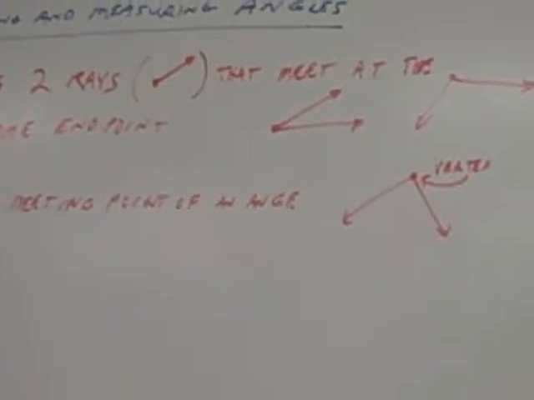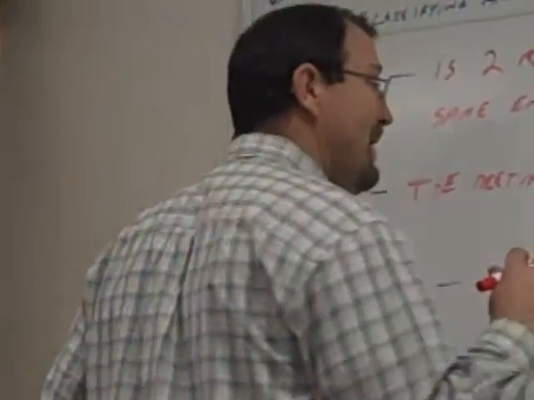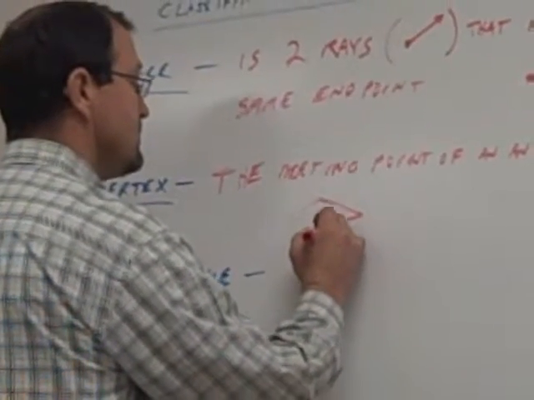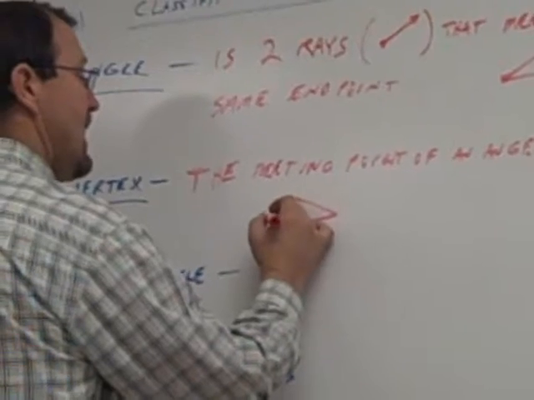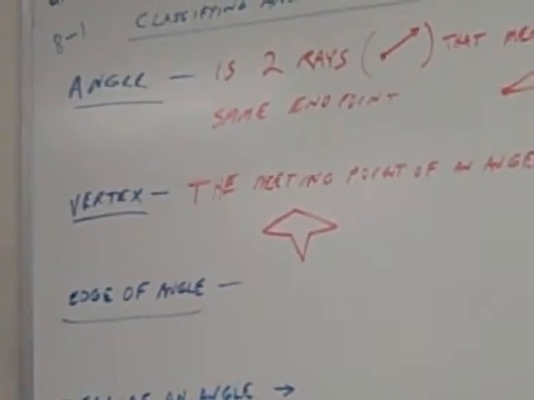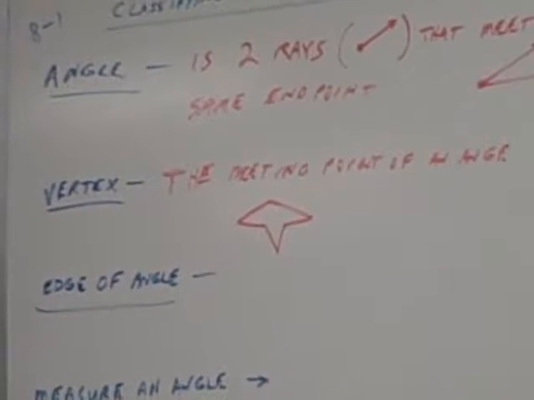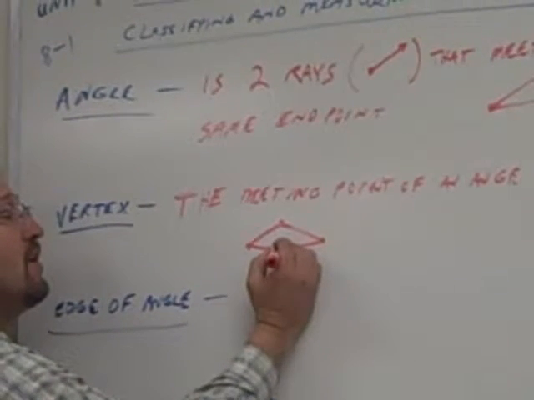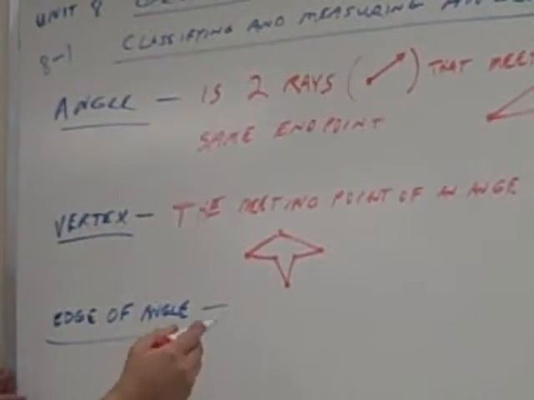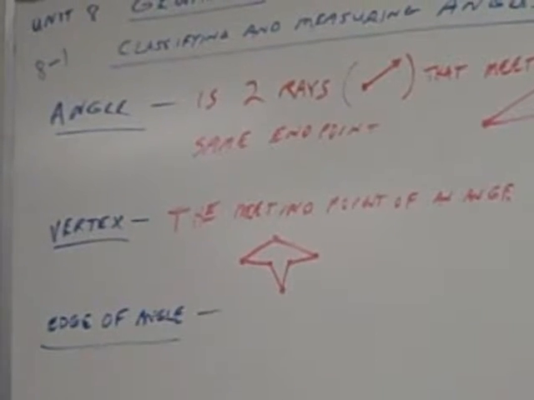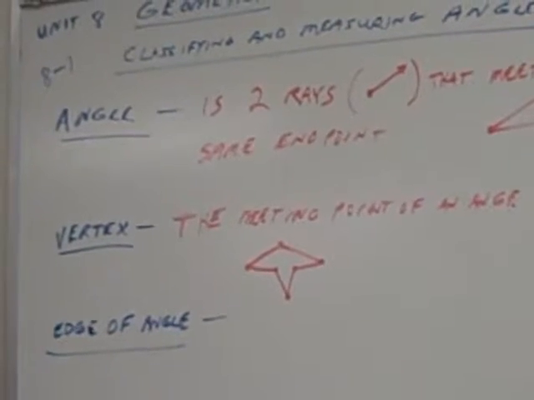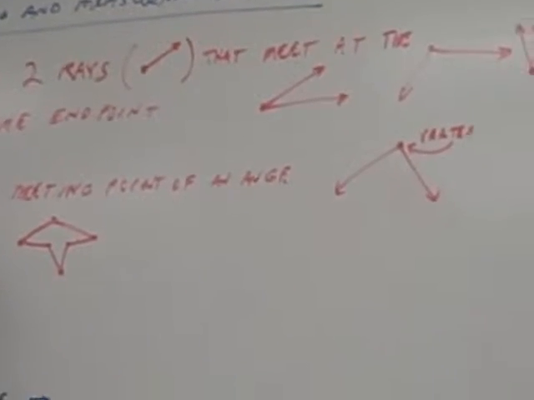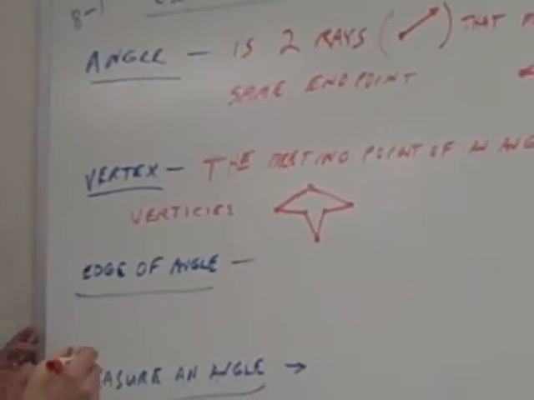Now, don't get narrow-minded. All of these are vertexes of angles. So technically this has 1, 2, 3, 4, 5, 6 vertex, or vertices. Vertices. Plural is vertices.